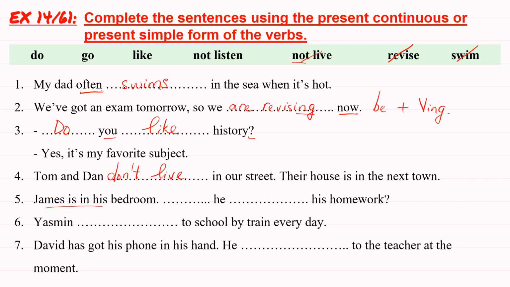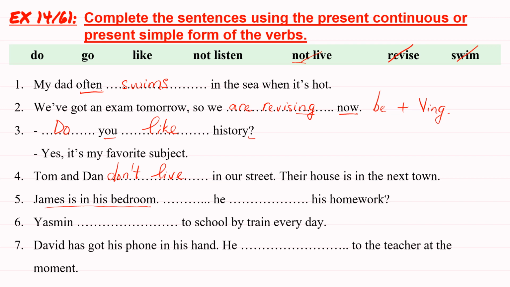James thì đang ở trong phòng của anh ấy. Và cái ngữ cảnh này có liên quan tới nơi chốn, cho nên cái việc này là những cái việc đang xảy ra. Talk about the action happening now. So, in this sentence we will use the present continuous. Trong cái bài này thì chúng ta sẽ sử dụng thì hiện tại tiếp diễn mấy bạn ha.